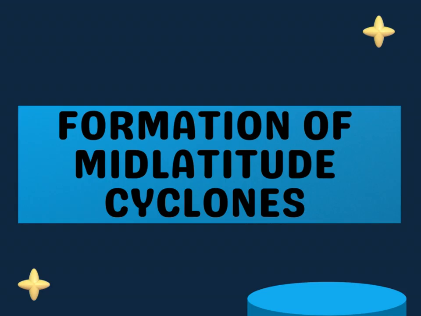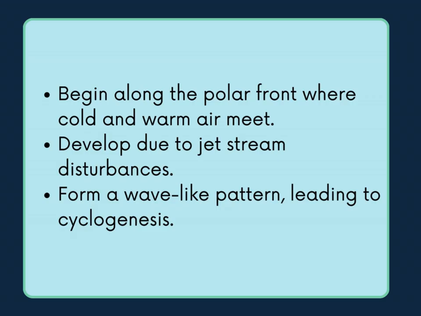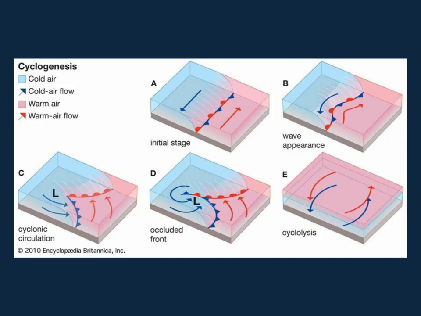Okay, so next we have the formation of mid-latitude cyclones, where they begin along the polar front where cold polar air meets warm tropical air. A disturbance in the atmosphere, often caused by waves in the jet stream, initiates a rotational movement. As the cyclone develops, the warm air rises over the cold air, leading to cloud formation and precipitation. This process is known as cyclogenesis, which continues until the system reaches maturity.